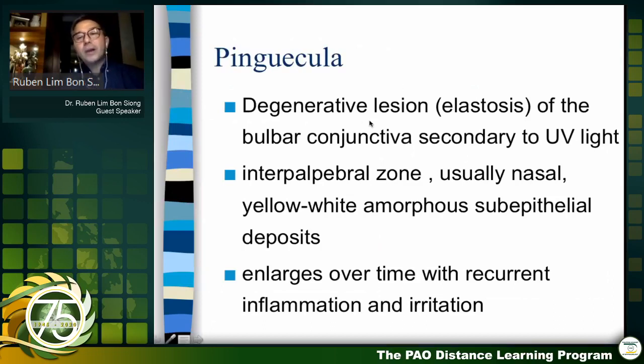Now, pinguecula is a degenerative lesion and elastosis of the bulbar conjunctiva secondary to UV light.